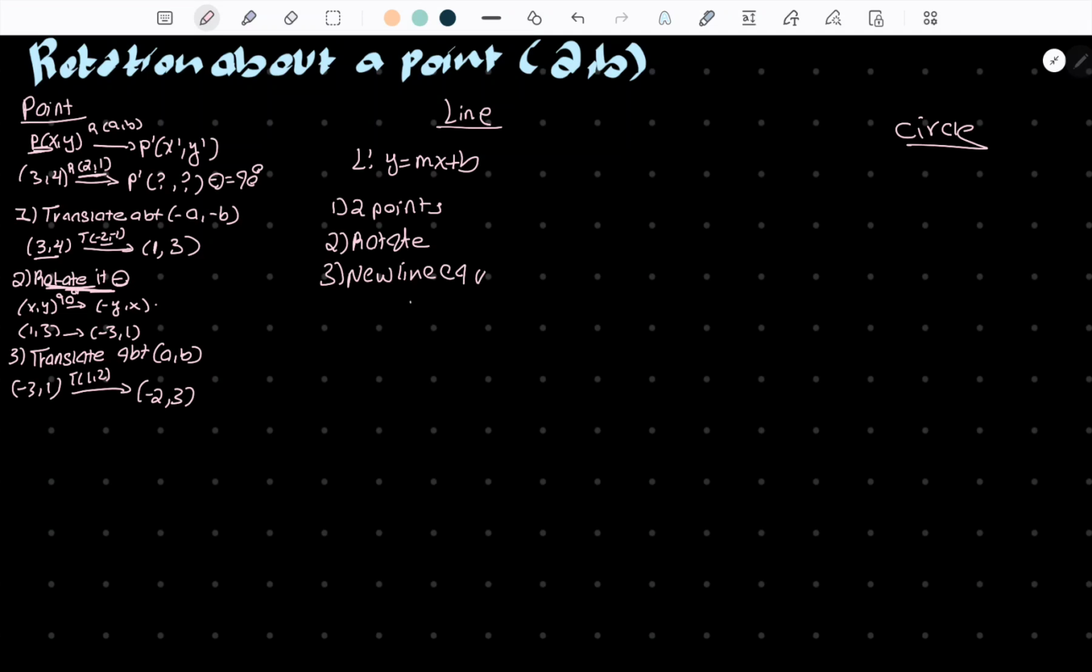So let's just do one quick example for this. For a given line L, y equals 3x plus 1, theta is given as 90 degrees as well, and then our rotation point is going to be 2, 2. So the first thing that we need to do is pick 2 points from y equals 3x plus 1. You can pick any point, but preferably it should be an integer, negative or positive, doesn't really matter. So for this case, I want to pick, let's say 1, 4, and then -2, -5.